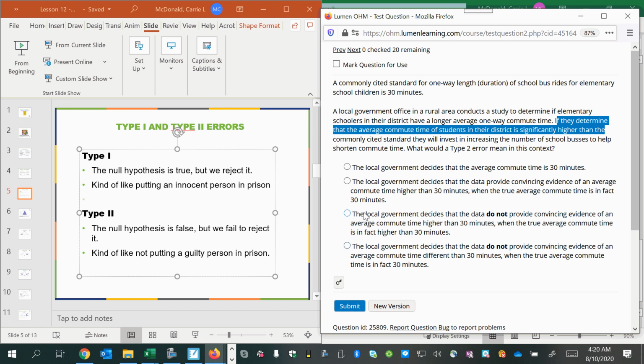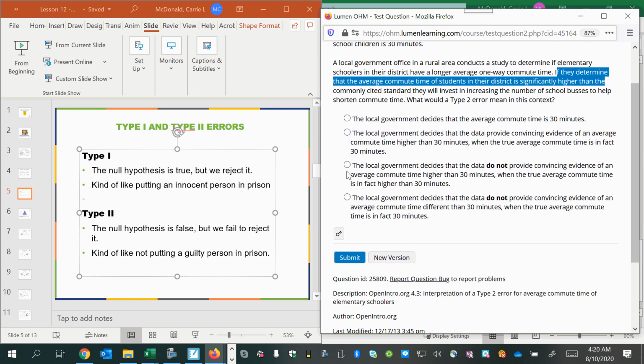Therefore, the type 2 error would be where we do not provide convincing evidence of an average commute time higher than 30 minutes when the true average commute time is in fact higher than 30 minutes.